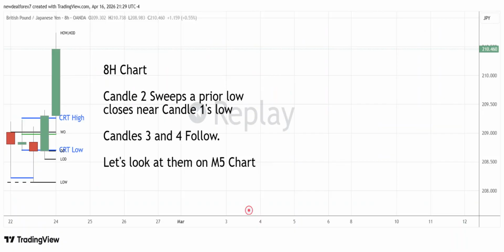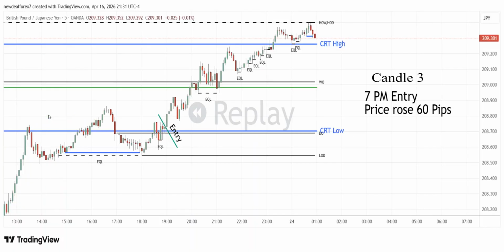So here's one more example on the 8 hour chart. Same basic premise, where you have candle one, two. Well, this is candle one here, this green one, candle two, and then candle three and four. So we're going to take a look at candle three and candle four on the 5 minute chart. So first, candle three. You could add an entry right here at 7 p.m. off of these equal lows right here. As long as the equal lows hold, then the trade is valid.